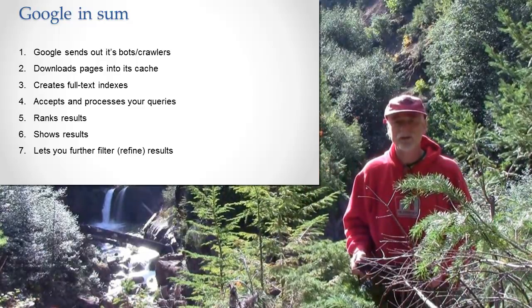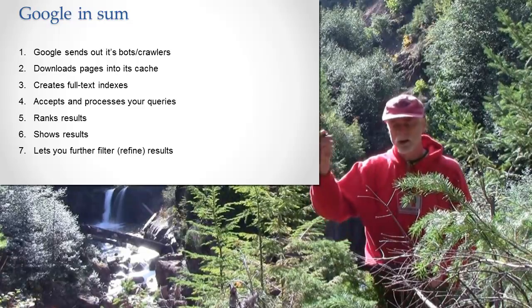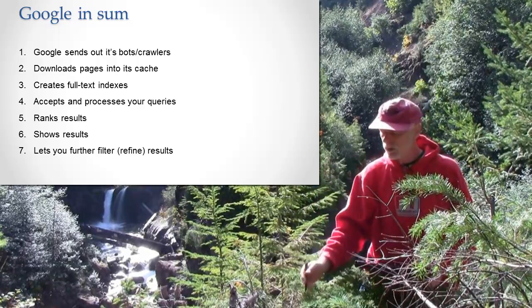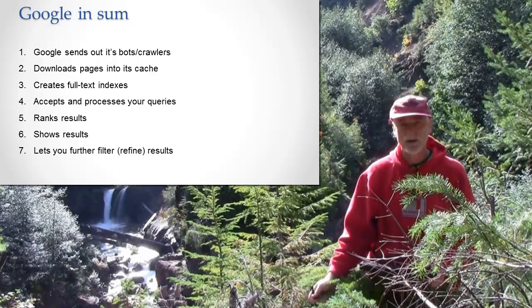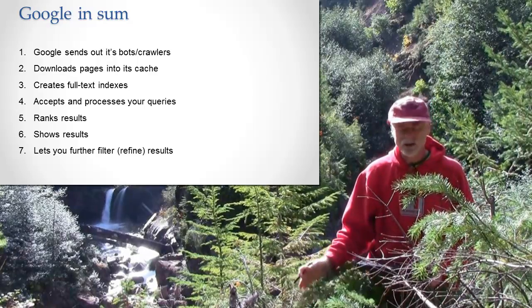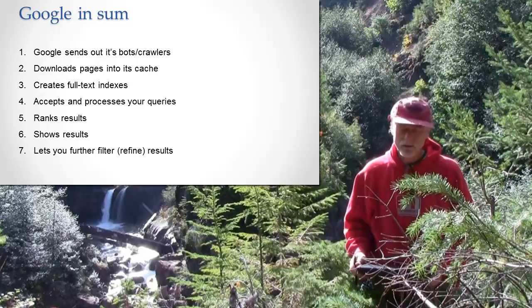That's Google's best guess of the one you want to look at most, followed by the next one that you want to look at the next most, all the way down to the one it thinks you want to look at the least, the one that's least responsive, the least matched to your query. It shows you those results.